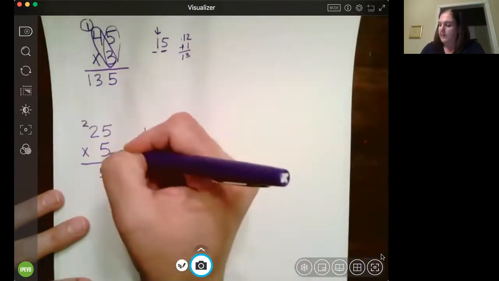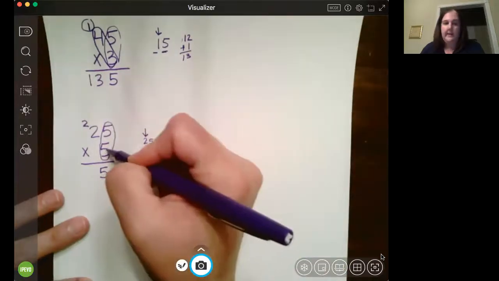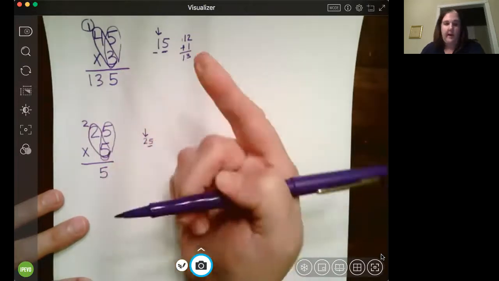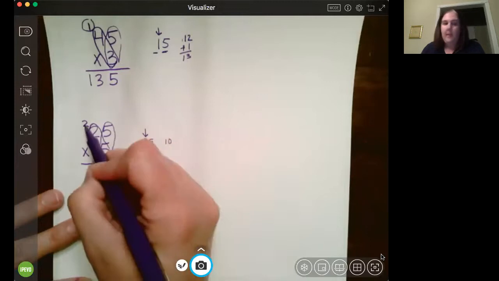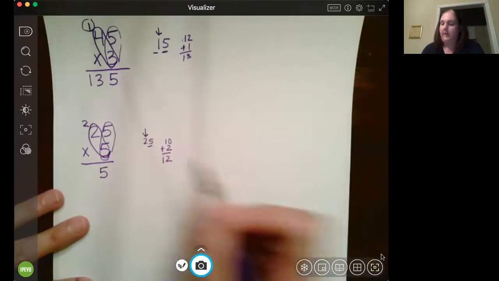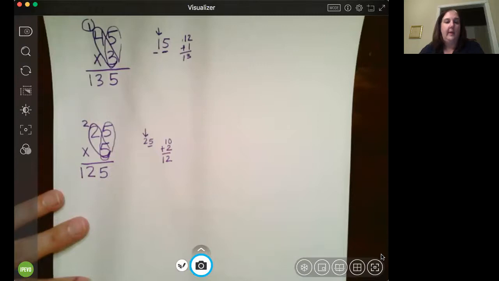Okay, so we multiplied 5 times 5 first. Now we take this 5 times the 2. So 5, 10. So we got 10, but we have to add in our 2 there, which is 12. 10, 11, 12. So we write our 12. So 25 times 5 is 125.